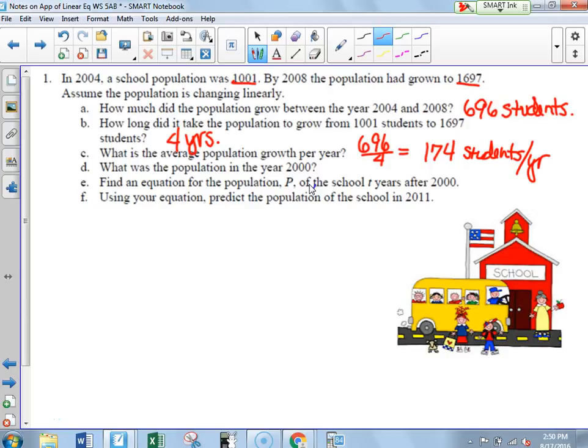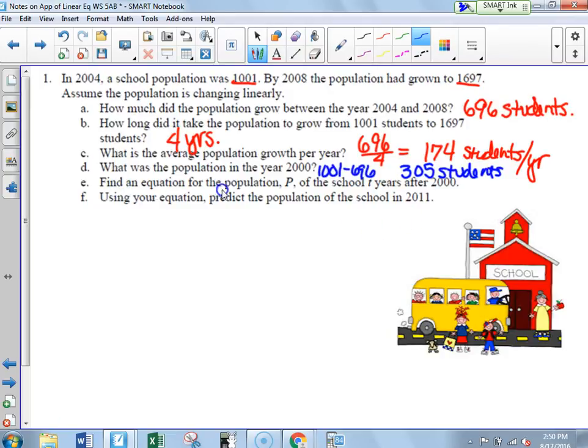Okay, because from 2004 to 2008 was 4 years, right? We already knew it changed 696 in 4 years. So because it's exactly 4 years, we want to go back. But that's exactly what 174 times 4 is going to be. So it doesn't matter. All right. So we could just go 1001 minus 696, right? Anybody get that for me? Yes.